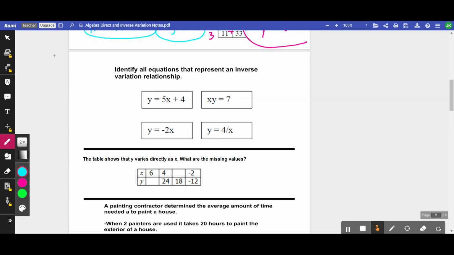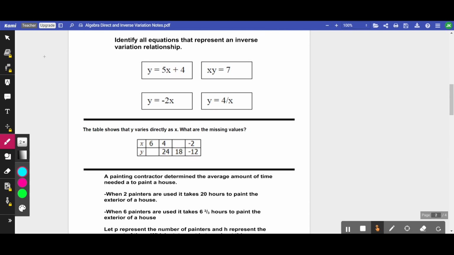So for this one here, this wants you to identify all equations that represent inverse variation. So remember, for the inverse, that'll be xy equals k. Some of these may already be in the right form, and you'll have to see if you can rewrite the others. Although if they're direct, there's no way they could be inverse.